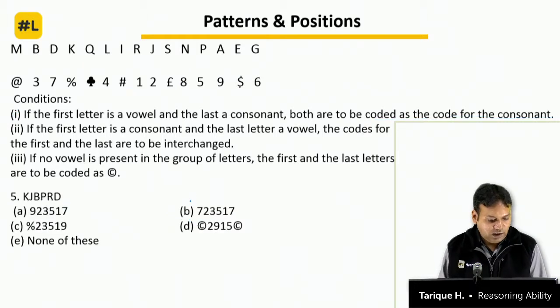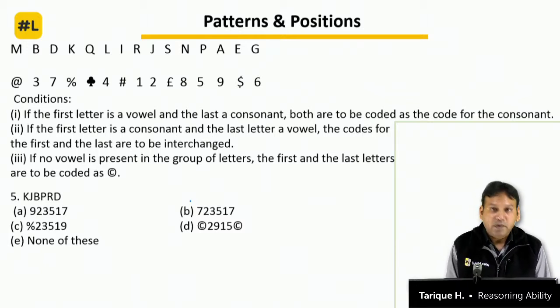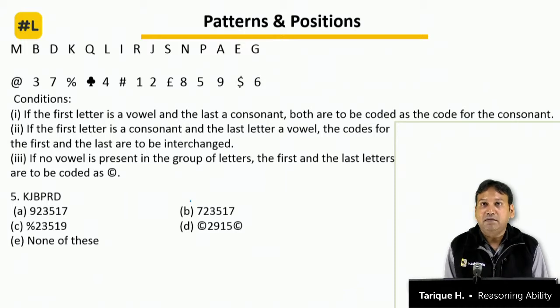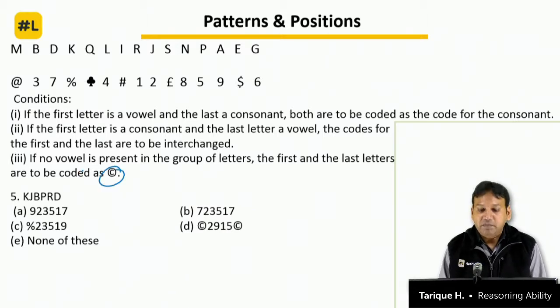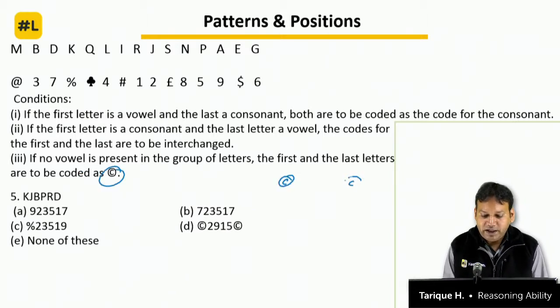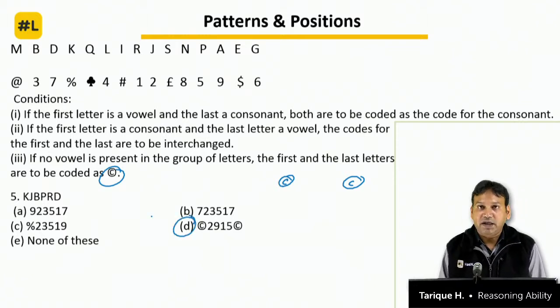Now let's go to the last question from this set of the scheme and the conditions given to us. So now you look quickly at the sequence of letters given to you. Which condition applies here? The third condition, because we don't have any vowel in the sequence. What do we do when we don't have any vowels in the sequence? The third condition says the starting and ending both will be coded as a copyright. Means that our answer should start in copyright and end in copyright, which is D here, but we should always verify whether the right answer is D or not.